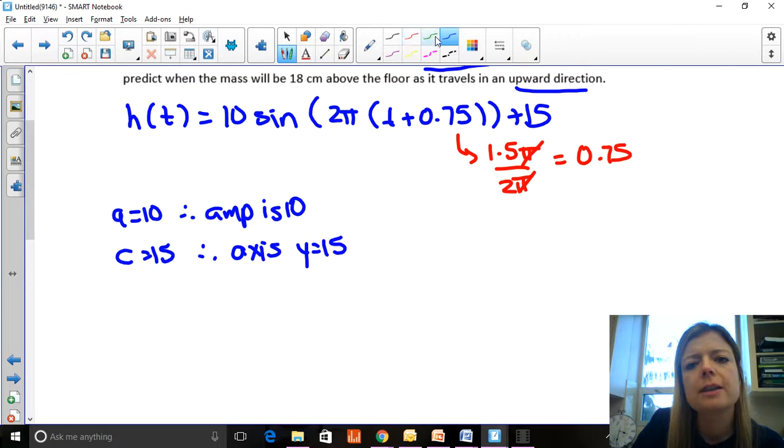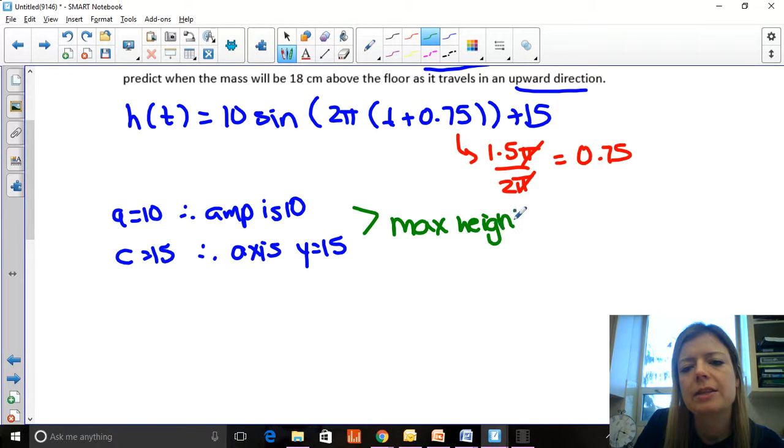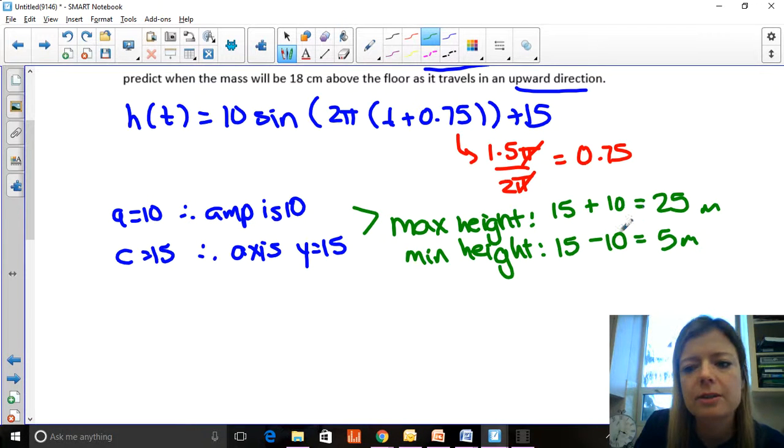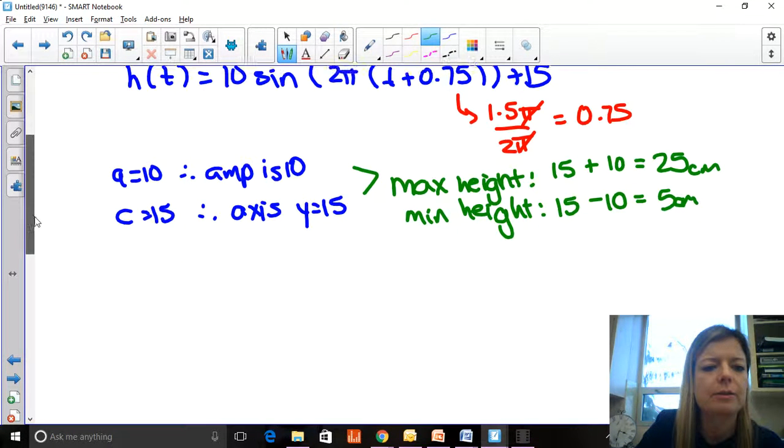Okay, so using these two pieces of information, we can come up with our maximum height. We take our axis, 15, and add 10, our amplitude, and that gives us 25. And the min height, we can take our axis, again 15, and subtract the amplitude, 10, and get 5. So this goes from 5 centimeters above the ground to 25 centimeters above the ground.